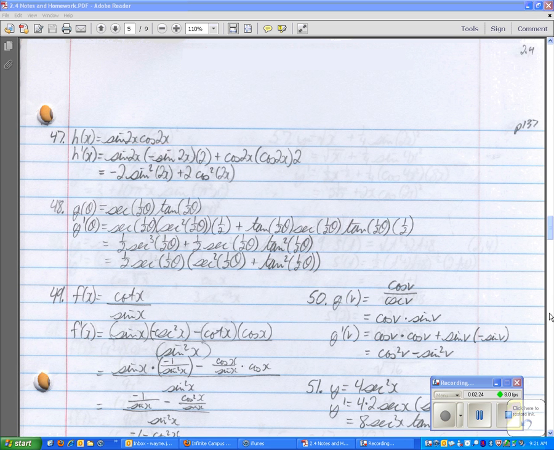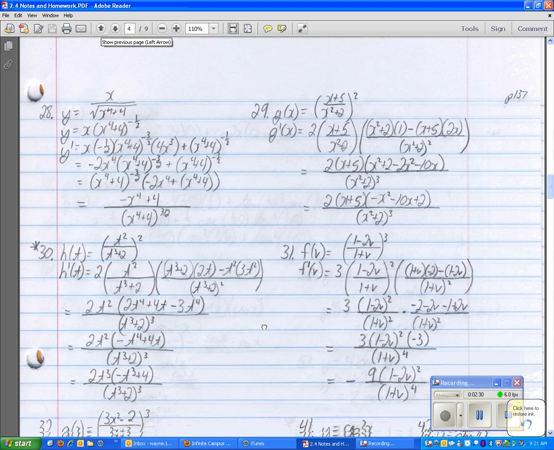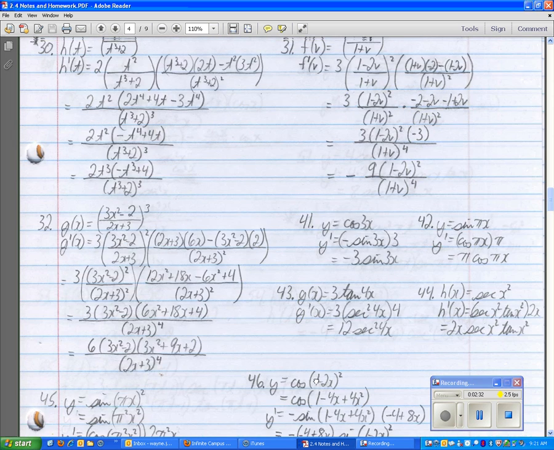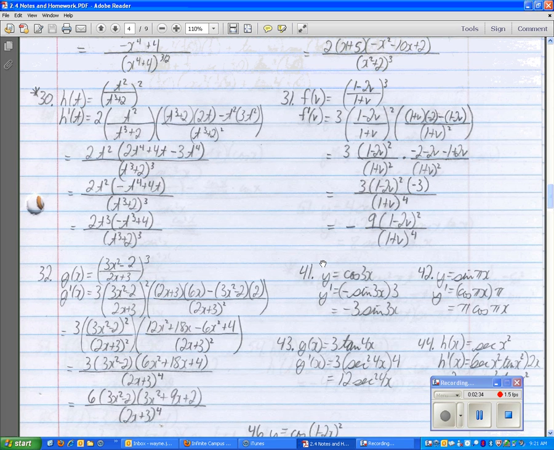All right, which one's next? Number 37. Wait, no, 31. 31. All right, 31 is one of these awesome problems where we start with the chain rule, and inside of the chain rule, I'm going to use the quotient rule.